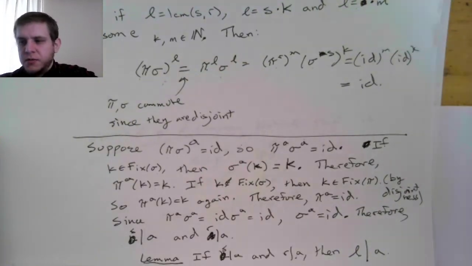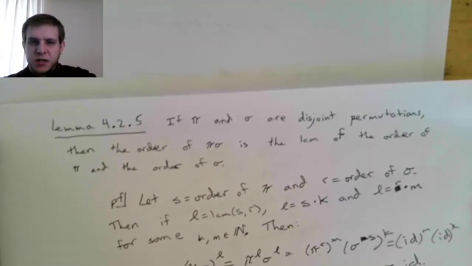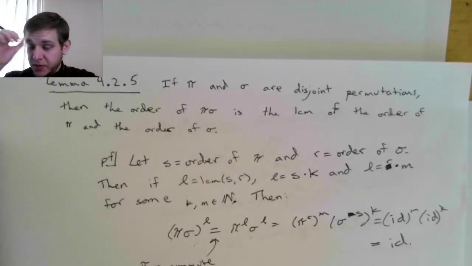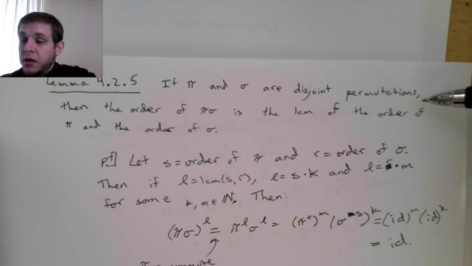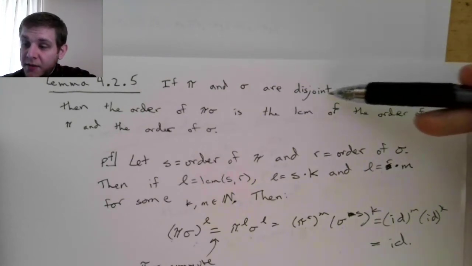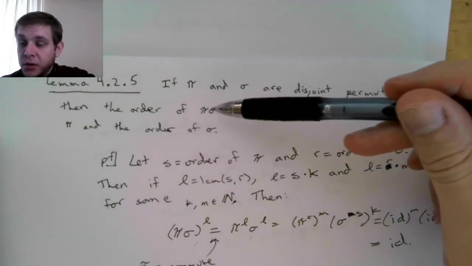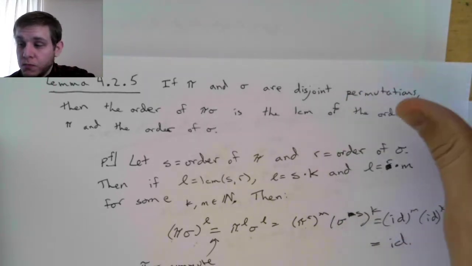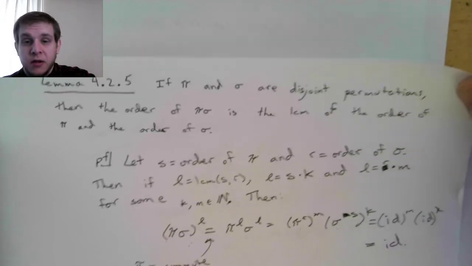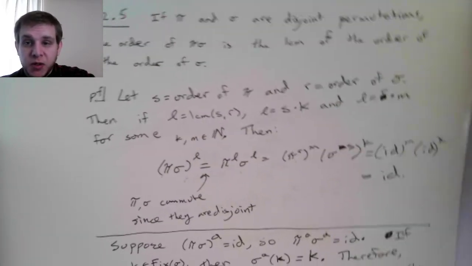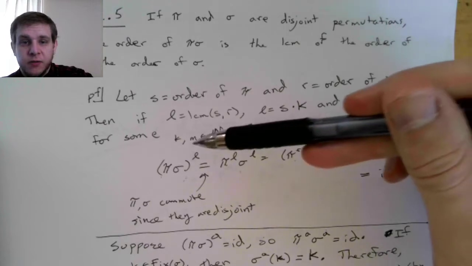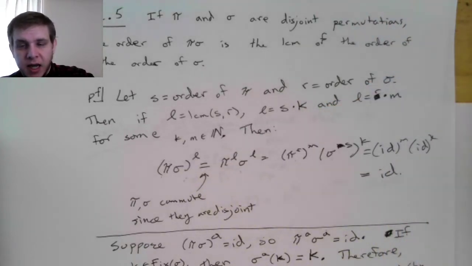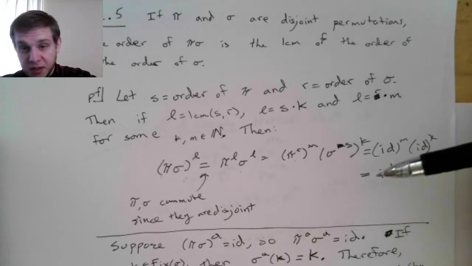So let's recall what the statement of the lemma was and how we got to the end. Let's just take a step back and recall everything. So the lemma says that if you have disjoint permutations, the order of their product is the least common multiple of each of their orders. So how did we prove this? Well, first we showed that for the least common multiple, when I raise their product, pi sigma, to this power, I get the identity transformation back.